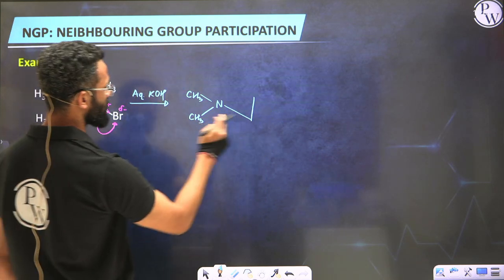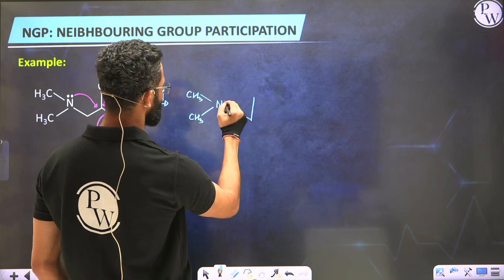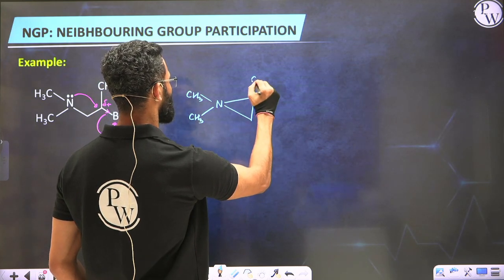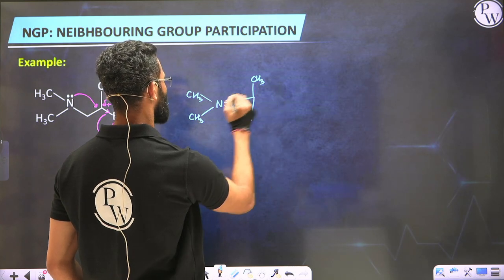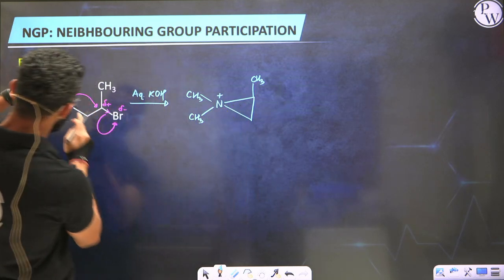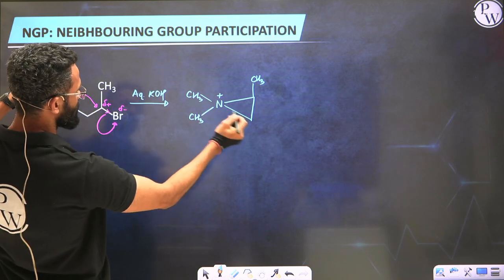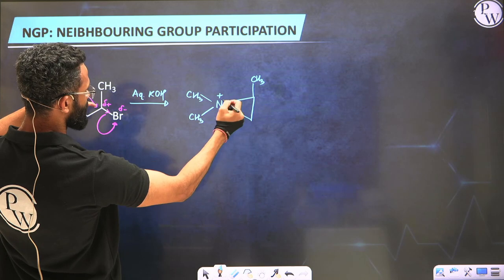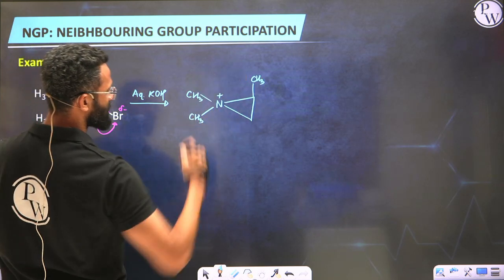CH2 and the carbon where there was bromine. So here there was bromine. So this is the new bond. And we have got methyl here. And that's a positive charge. Right everyone? See, nitrogen is connected to CH2. CH2 was connected to the carbon where there was bromine. So at this carbon, the new bond has formed carrying methyl.